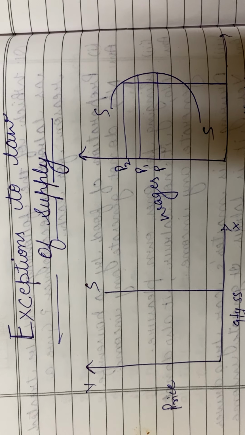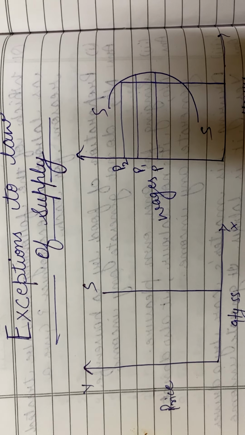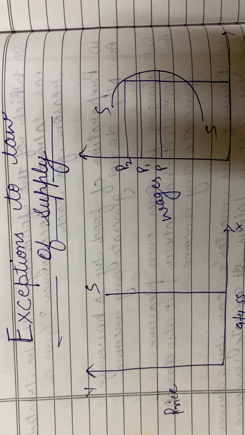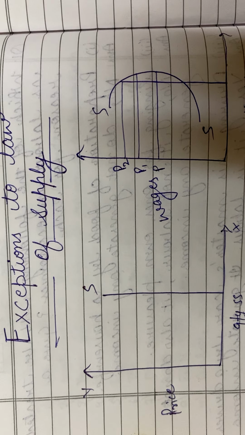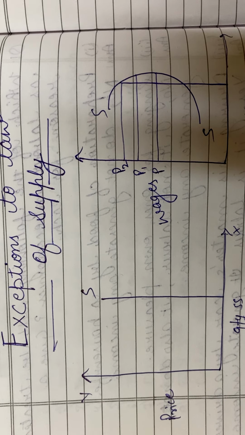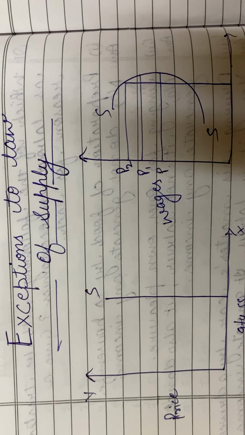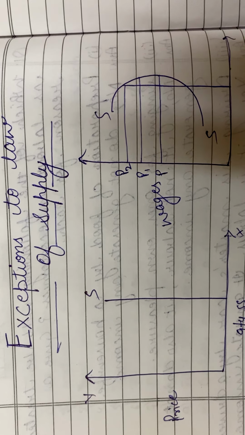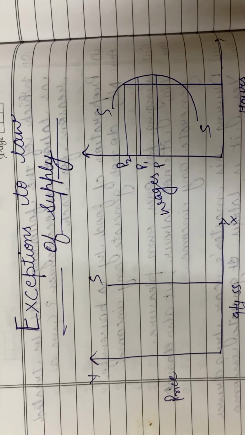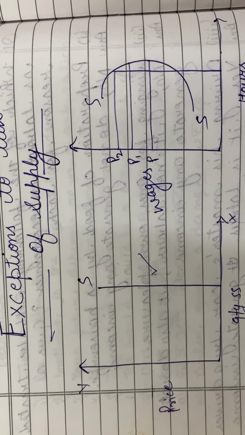Right in front of you, you can see two figures I have drawn, and perhaps these are the exceptions to the law of supply. In the very first figure, you can see that the supply curve is parallel to the y-axis. The curve which is parallel to the y-axis is called a perfectly inelastic curve. So in the very first figure, the supply curve is perfectly inelastic.